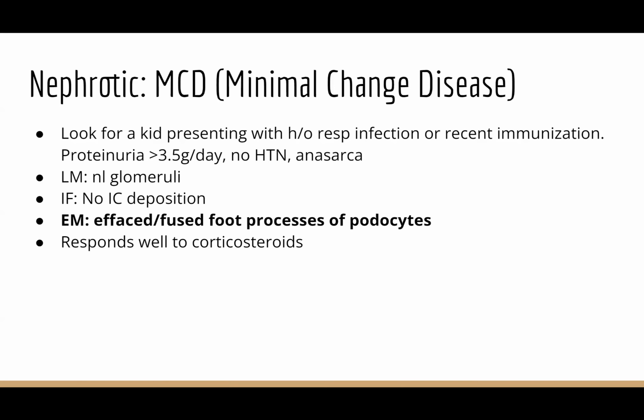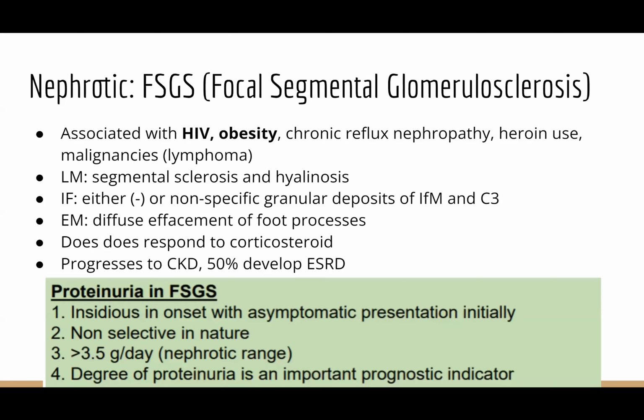So normal glomeruli, they will most likely tell you that there is normal glomeruli, or they'll describe a kid with minimal change disease, and then normal glomeruli will be a characteristic of it. No immunocomplement deposition, and then the big thing is that there's effacement or fusion of the foot processes of the podocytes. Remember, nephrotic, you get damage to the podocytes, which is why you're getting all the protein out in the urine. And something that I remember being important, this does respond well to corticosteroids, versus the next one, focal segmental glomerulosclerosis, which does not respond well to corticosteroids.